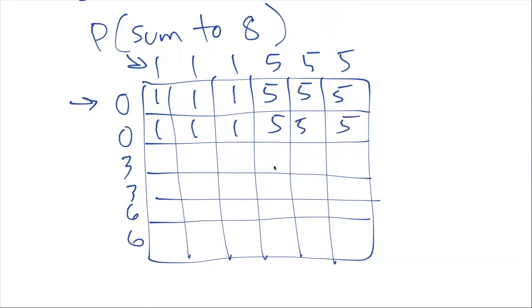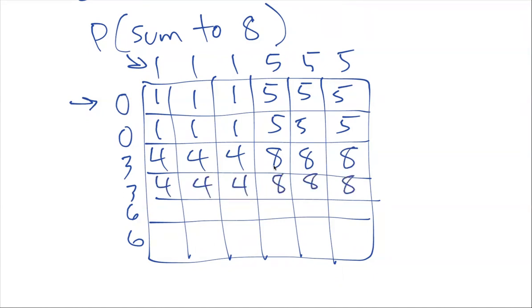Okay, now if I add 3 each time, 3 plus 1, these will be 4s. 3 plus 5s will be 8s, right? And then this is going to be the same because of the 3. And then finally, I got the 6s. So 6 plus 1, 7. 6 plus 5, 11. And then 7, 7, 11, 11, 11.